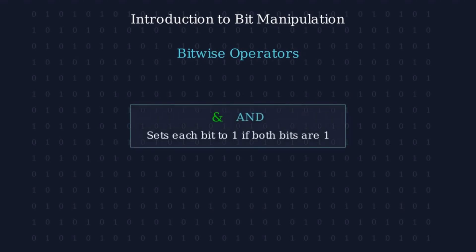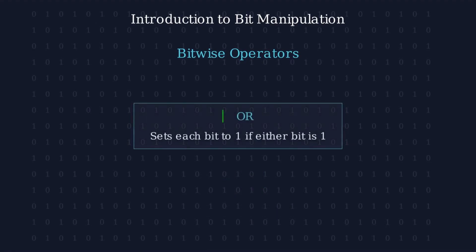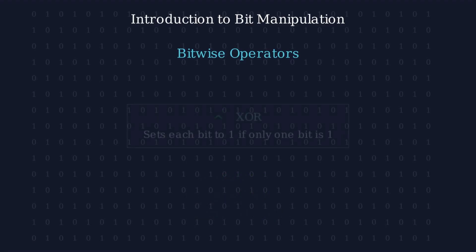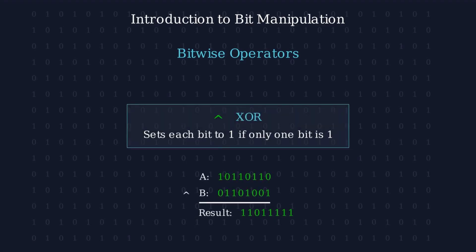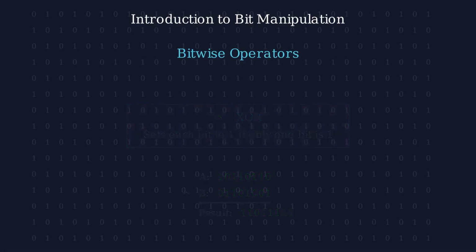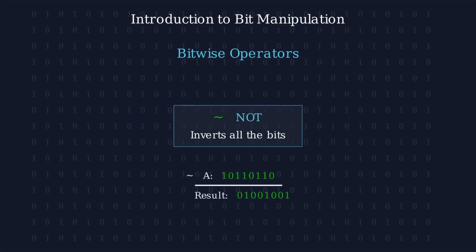The AND operator, represented as &, sets each bit to 1 if both bits are 1. The OR operator, represented as |, sets each bit to 1 if either bit is 1. The XOR operator, represented as ^, sets each bit to 1 if only one bit is 1. The NOT operator, represented as ~, inverts all the bits.